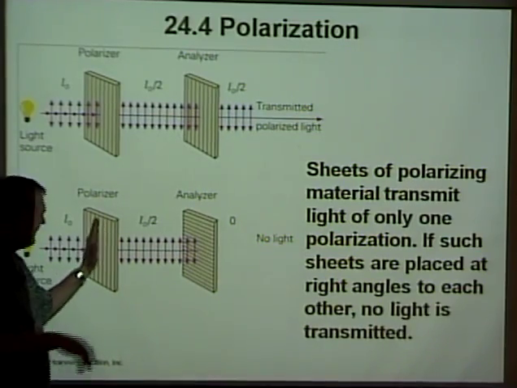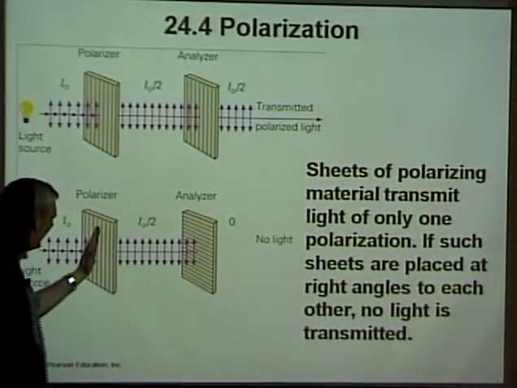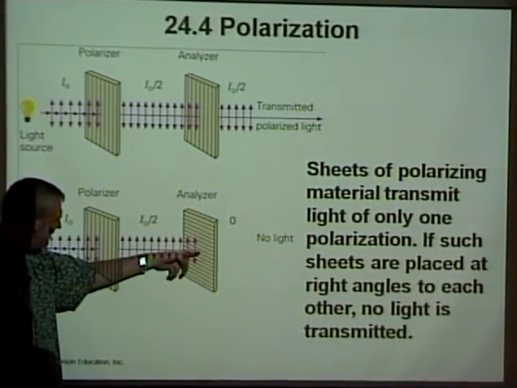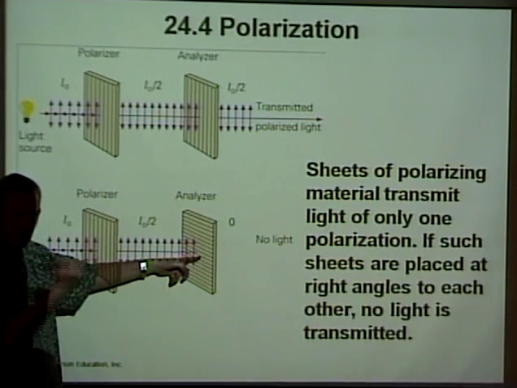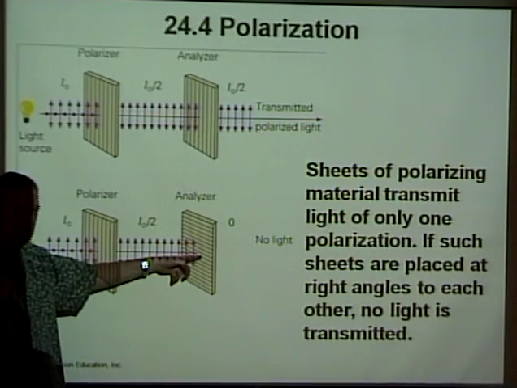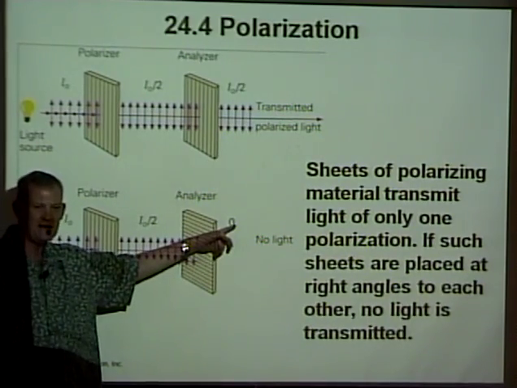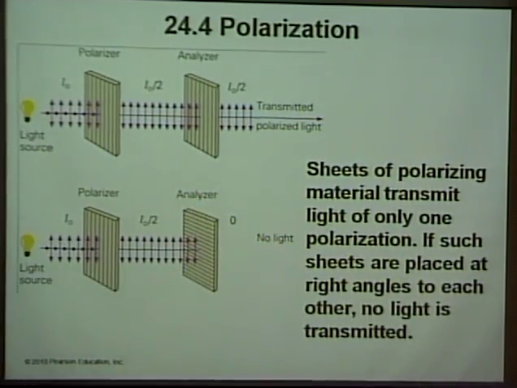And then if I orient this thing at 90 degrees, look what happens. This is going to just give me the ones going this way. But if they've already been taken out, what happens at this end? No light gets out.